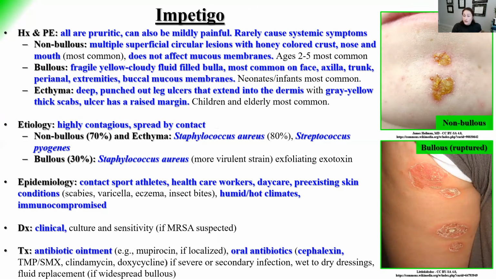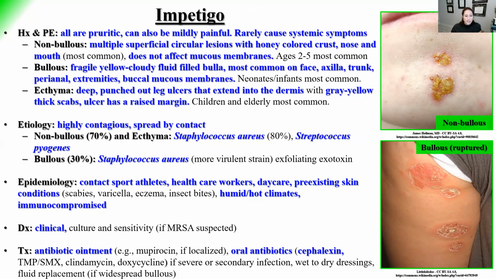Who gets this? It's very highly contagious. So contact sport athletes, healthcare workers, people that are in daycares. Those who have pre-existing skin conditions that cause an opening or a portal in the skin for that opportunistic bacteria to get in there. So scabies, varicella, eczema, insect bites.